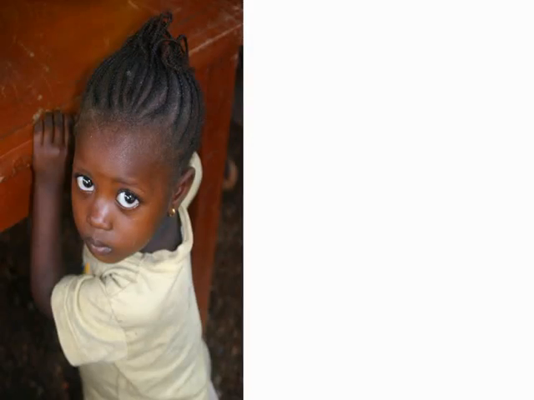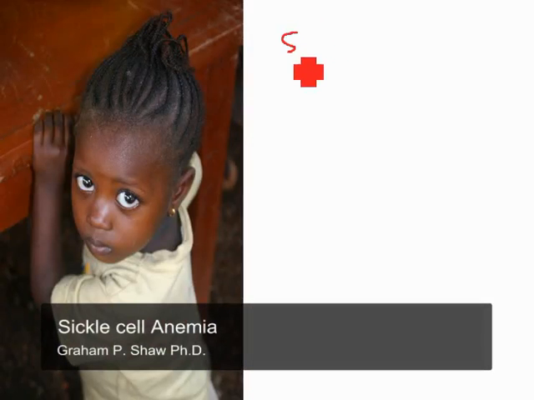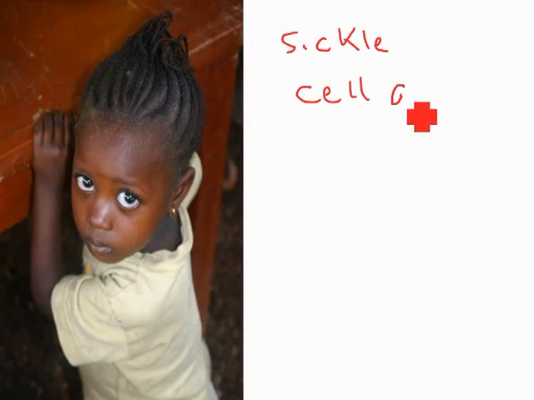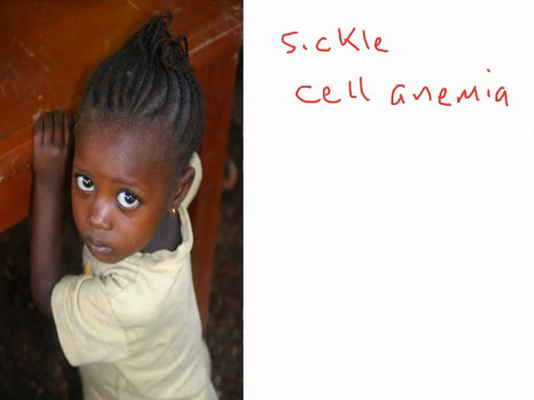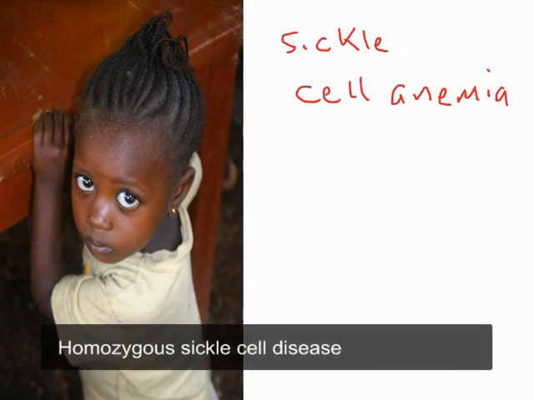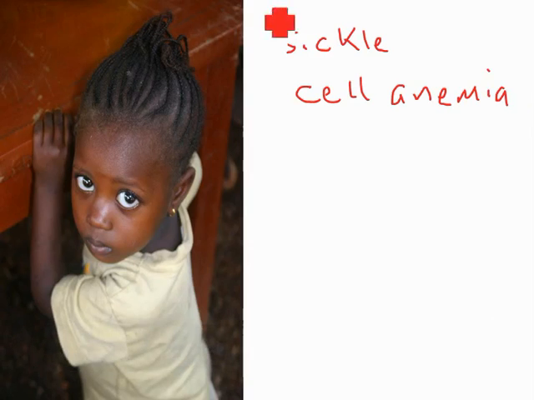Let's talk a little about sickle cell anemia. Sickle cell anemia is an autosomal recessive disease, and it's sometimes referred to as homozygous sickle cell disease because the affected individuals are homozygous for the defective genes for the beta chain of hemoglobin. They have a genotype of SS, and sickle cell anemia is the most common of all the sickle cell diseases.